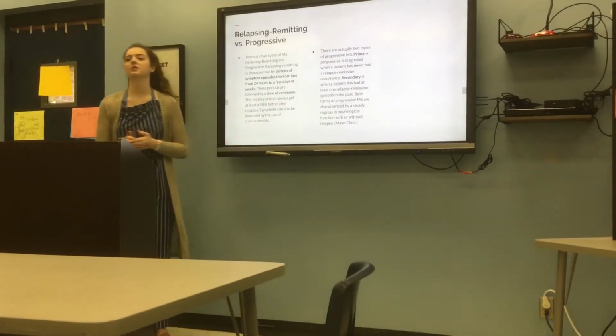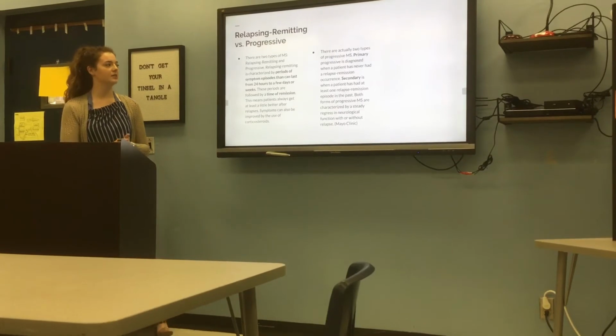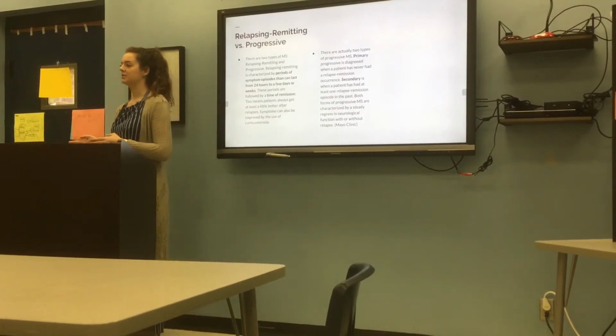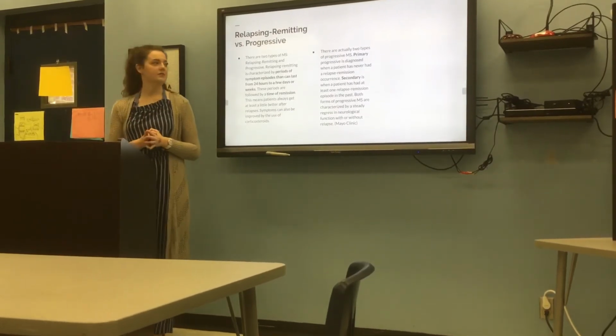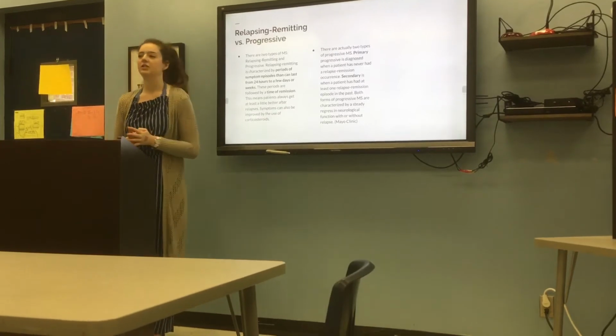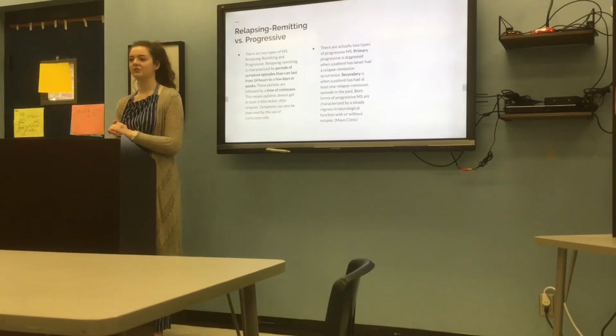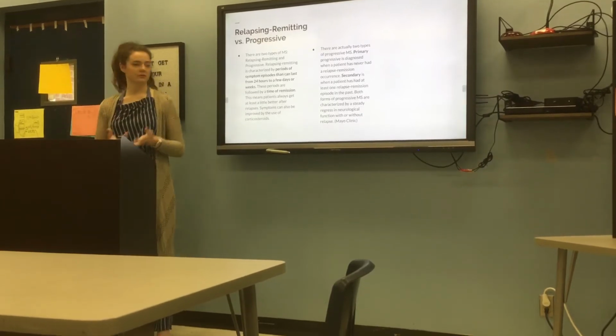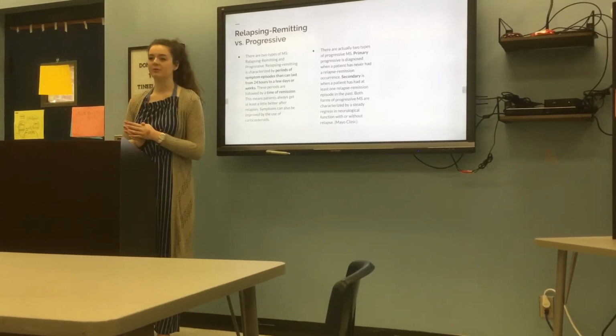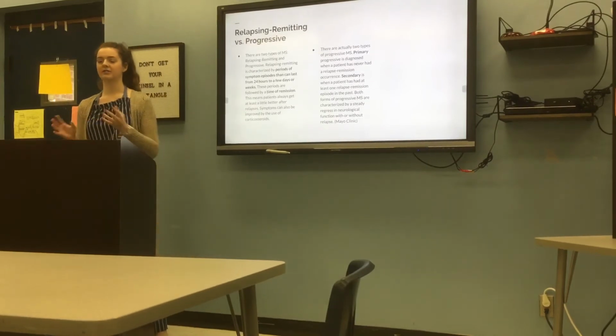So there are 2 forms of MS, relapsing remitting and progressive. Relapsing remitting is characterized by a short period of symptom onset where a patient goes through a really rough time, and then after that there's a time of remission, or the remitting period, where they always get better. So it's basically a cycle of getting worse and then getting better.